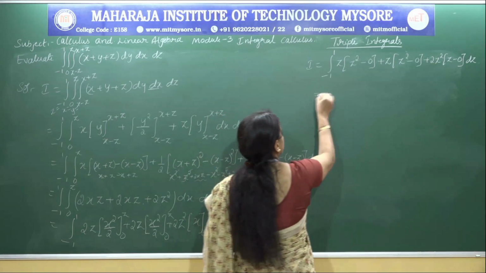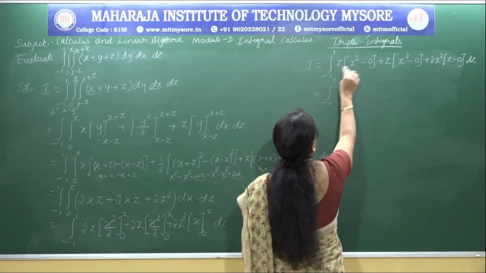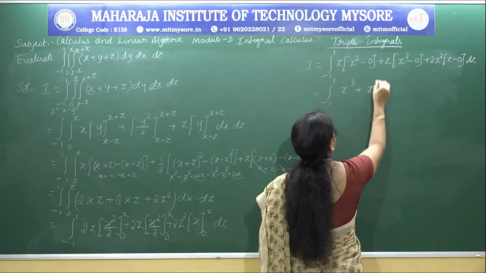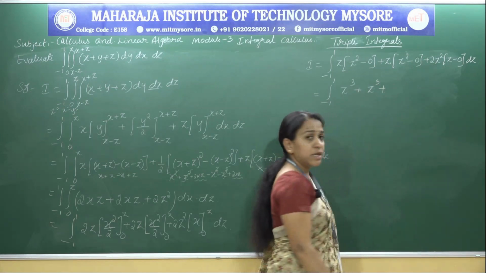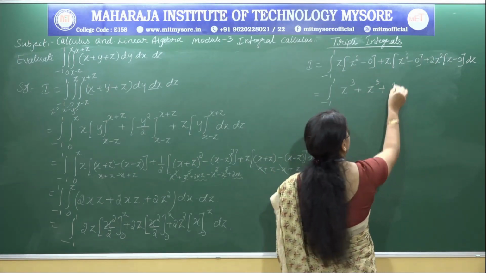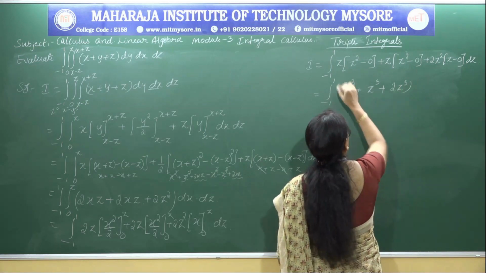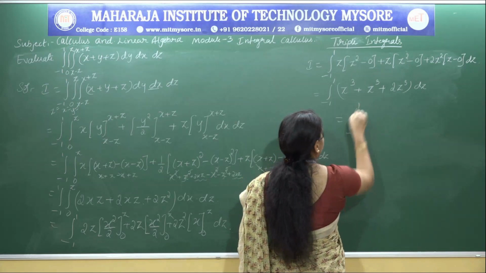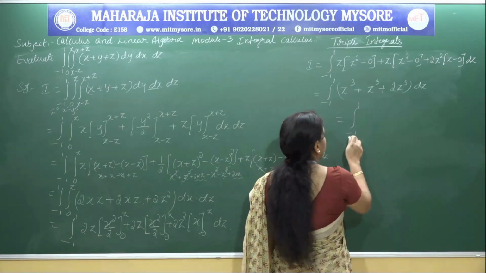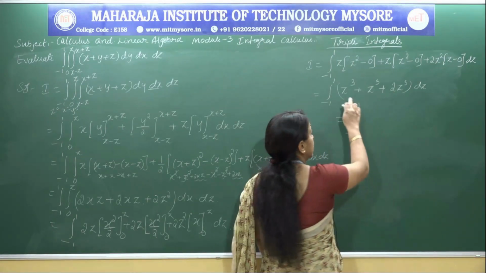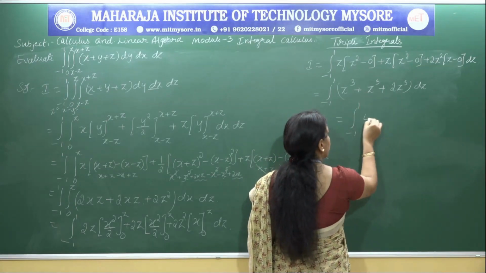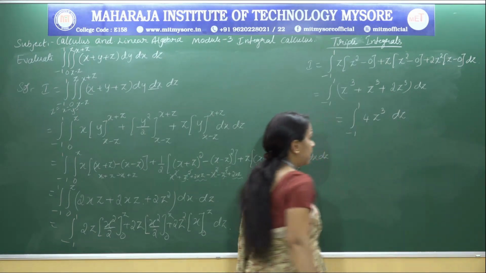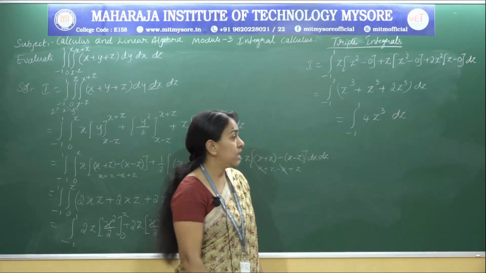Okay. Now simplify this. Integral from minus 1 to 1 of z into z square is z cube, plus again z into z square we have z cube, plus 2z square into z, that is 2 times z cube dz. So I can add before going to integrate. Integral from minus 1 to 1 of z cube plus 2z cube is nothing but 4 times z cube dz. So we remain with only z.